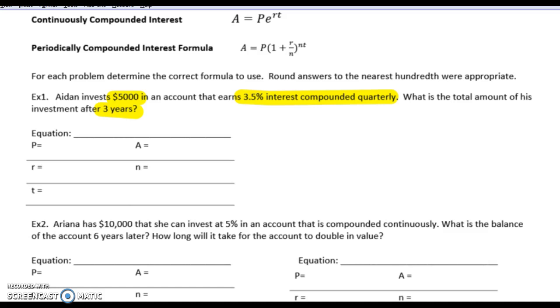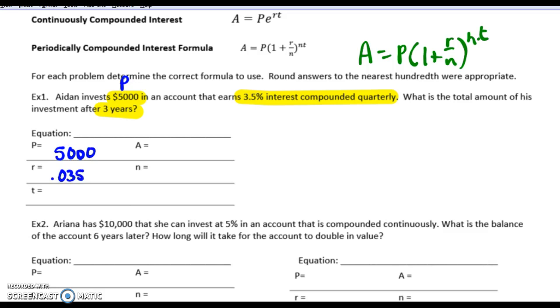So that formula is going to be A is P times (1 plus r over n) to the n times t. So it looks like what we're starting with is my principal. That is $5,000. And it looks like my rate is 3.5%. When you turn that into a decimal, it's 0.035. So take 3.5, divide it by 100, and that's how you get that number. My time here is 3 years, and it says I'm compounding quarterly. Well, that's 4 times a year because there are 4 quarters.